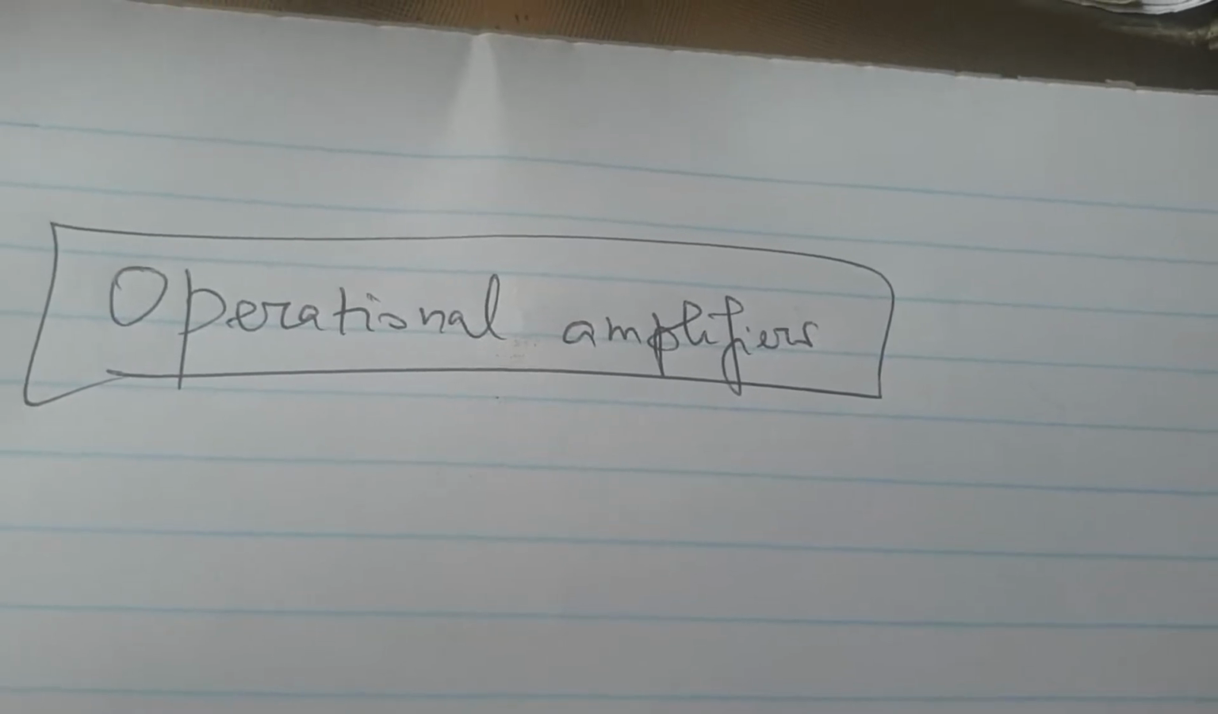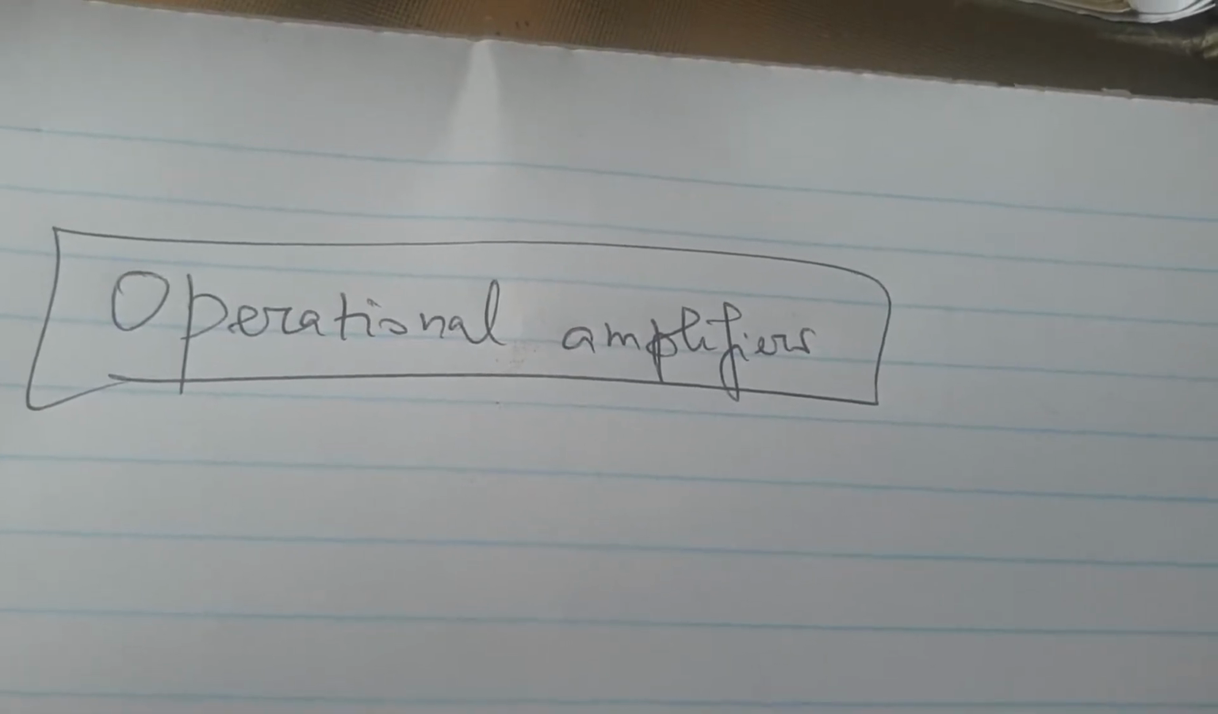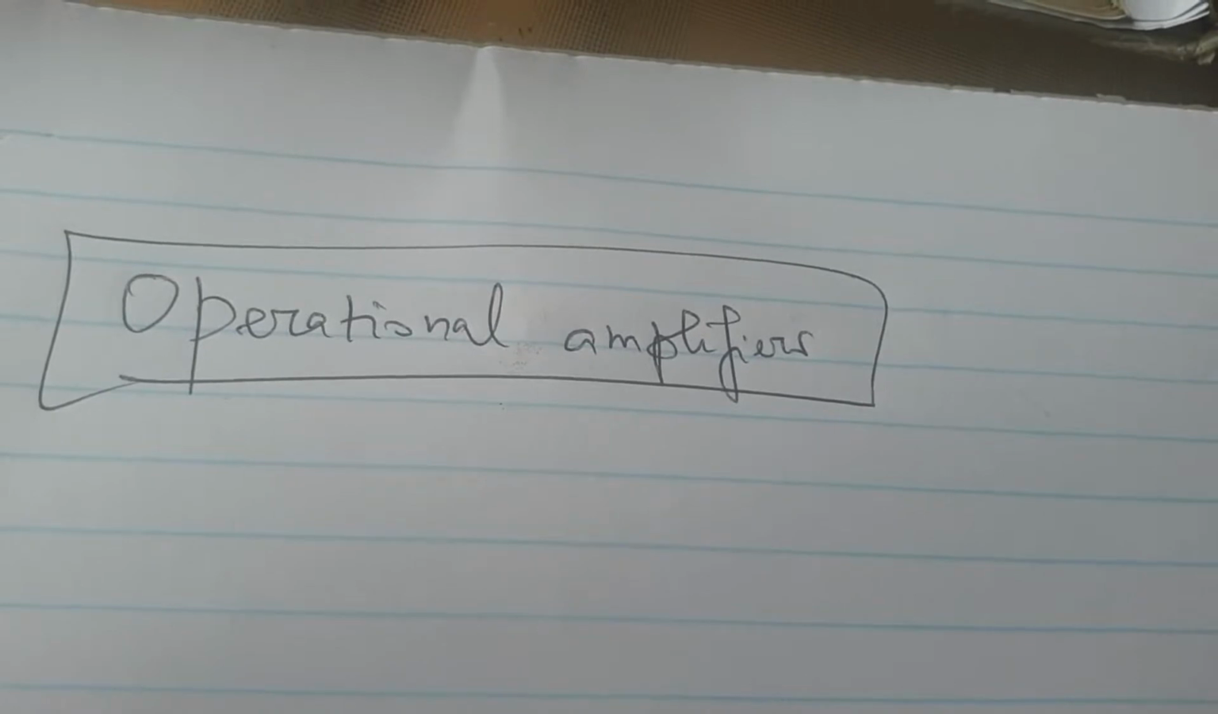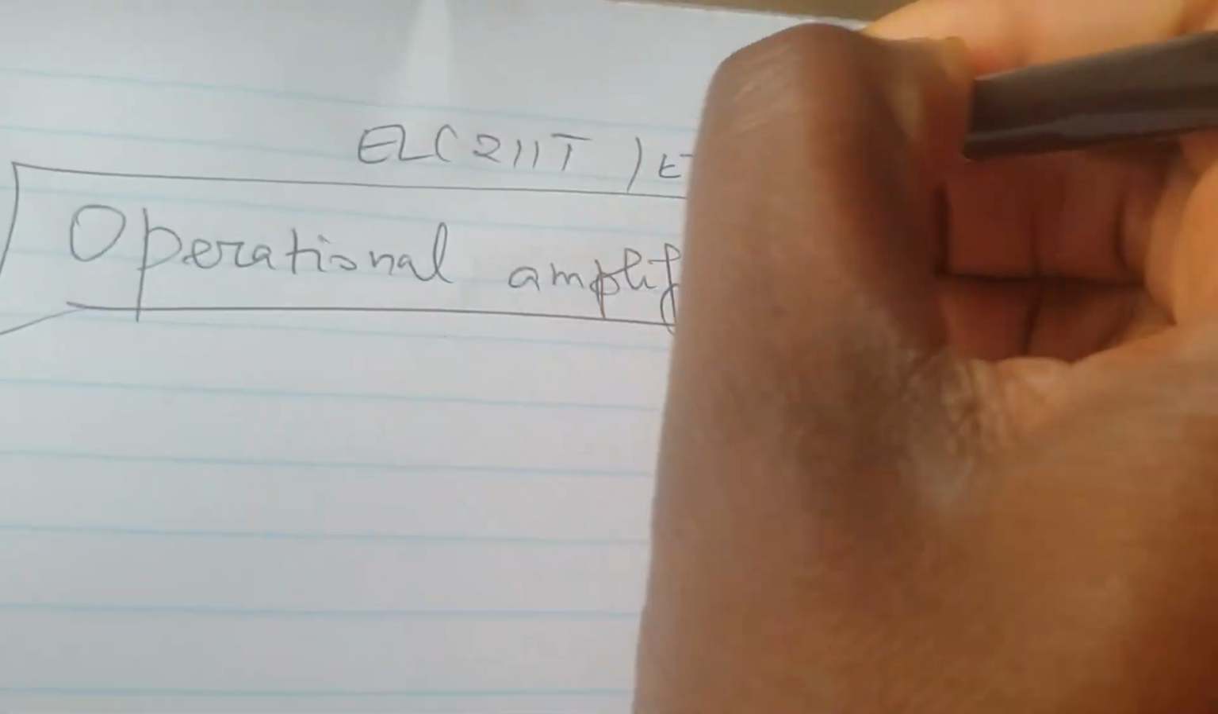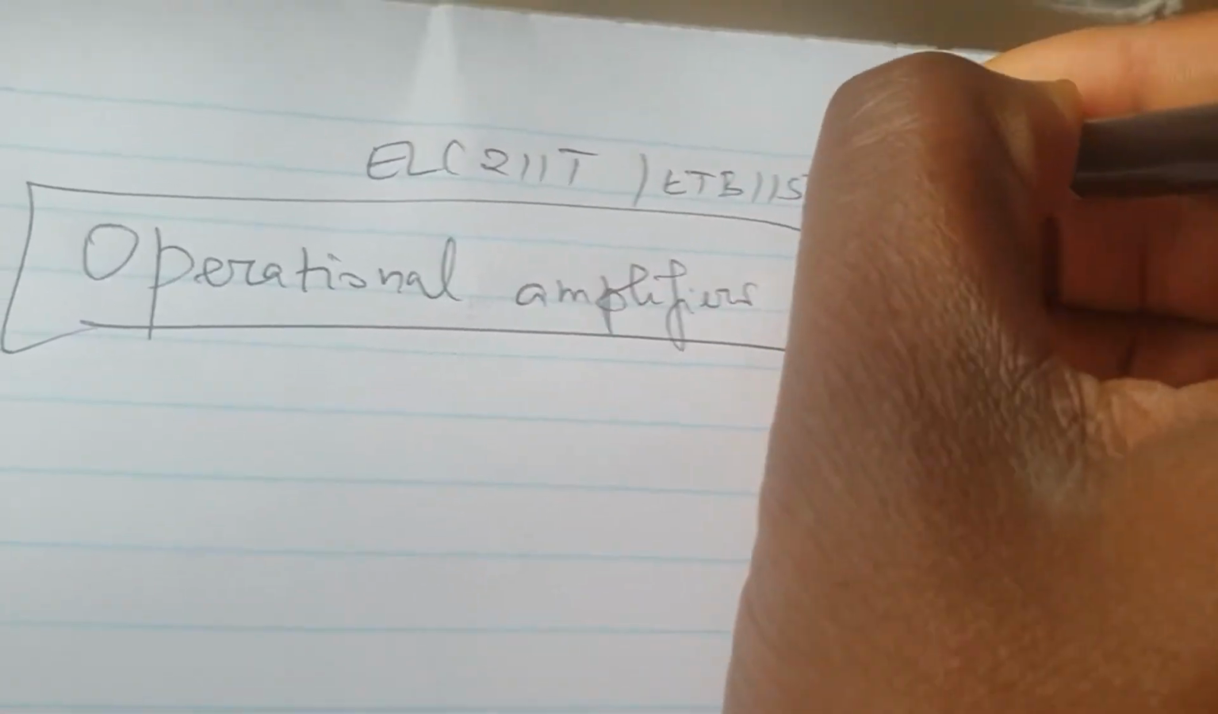And today we carry on with operational amplifiers. So far we've covered two configurations. We have covered the inverting amplifier configuration.